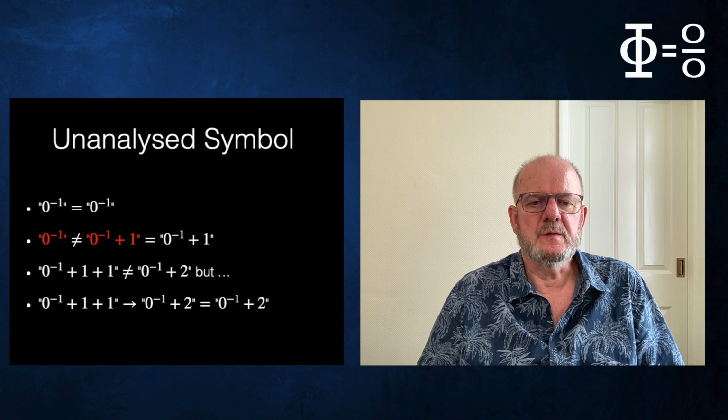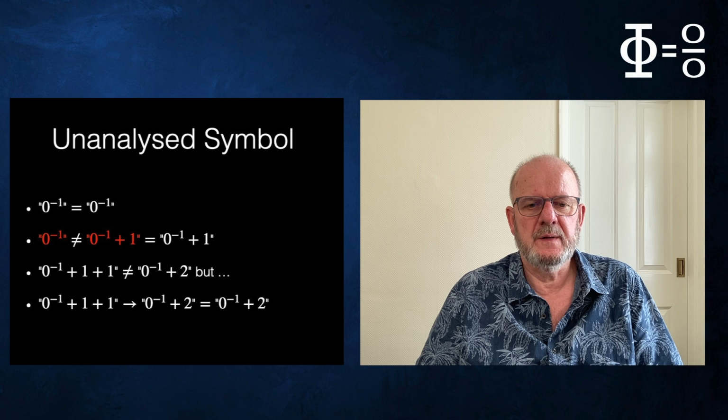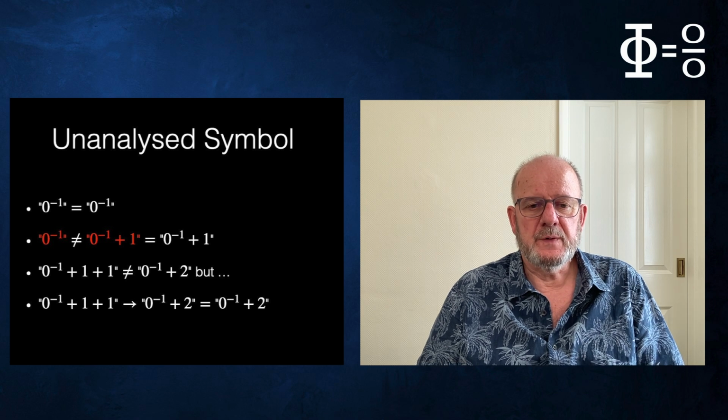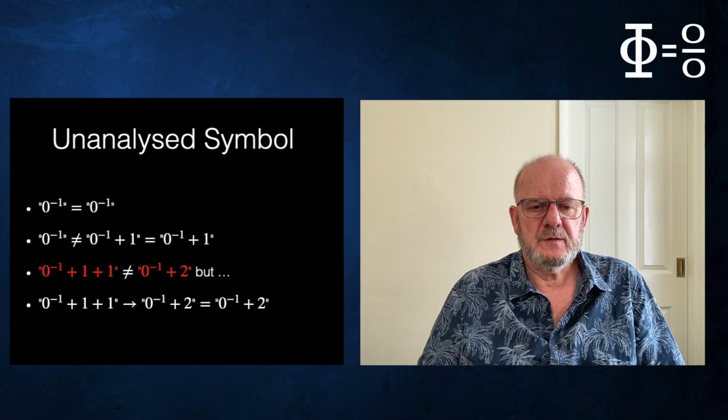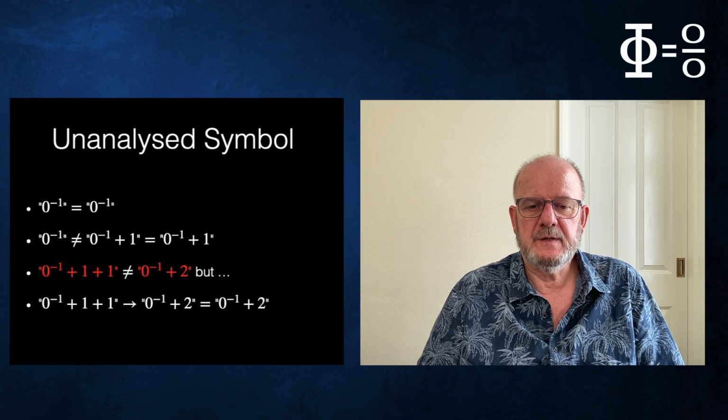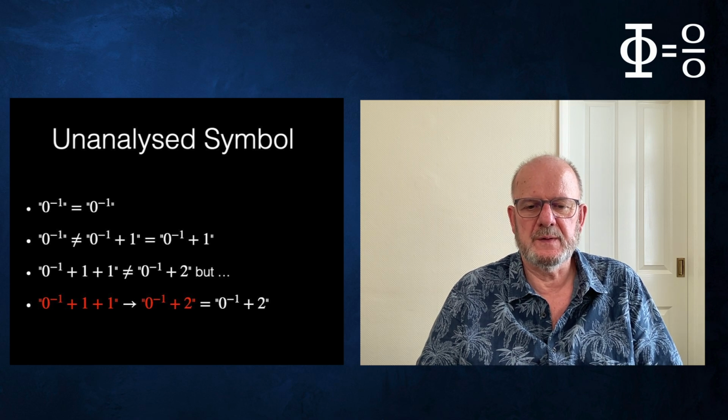For example, we know that 0 to the power minus 1 is not equal to 0 to the power minus 1 plus 1 because the symbols are different. But we do know that 0 to the power minus 1 plus 1 is equal to 0 to the power minus 1 plus 1 because the symbols are the same. We know that 0 to the power minus 1 plus 1 plus 1 is not equal to 0 to the power minus 1 plus 2, but we can work out that 0 to the power minus 1 plus 1 plus 1 transforms into 0 to the power minus 1 plus 2, because we can do the arithmetic, 1 plus 1 equals 2.